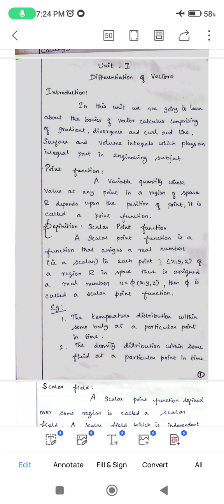Next definition is point function. A variable quantity whose value at any point in a region of space depends upon the position of the point is called a point function.